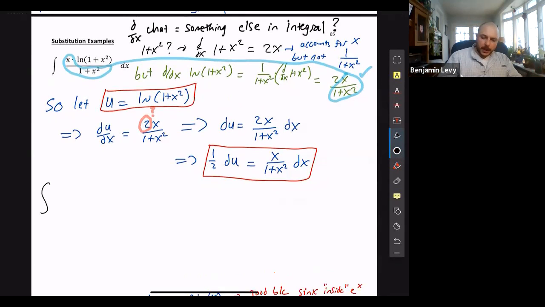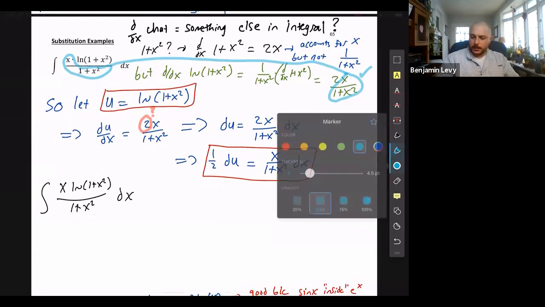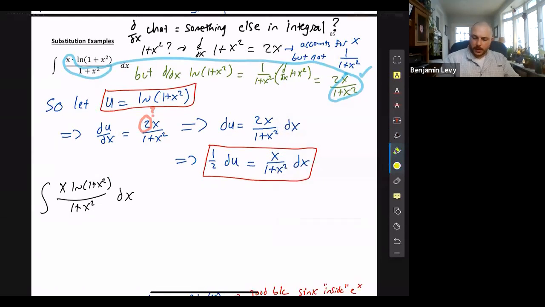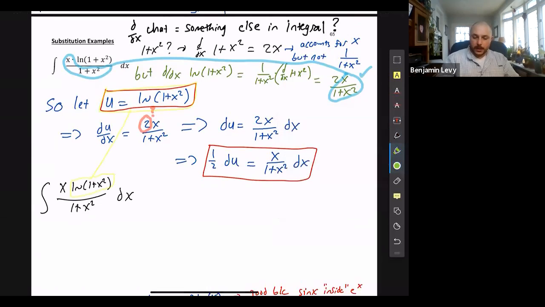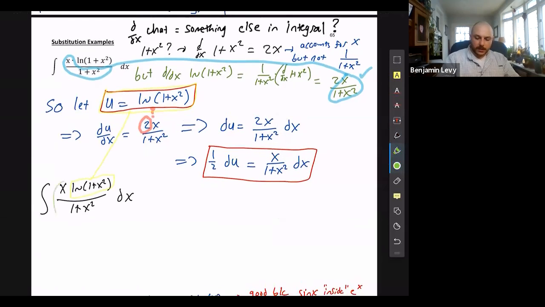Let me write the original problem again. I guess I'll just copy it down as it's written, so maybe you can make that connection here. I'll just copy it down like normal, right? And what we're seeing here is that the u, let me also color code this a little bit, the u is going to be the ln, and the 1/2 du is going to end up being the rest of it.